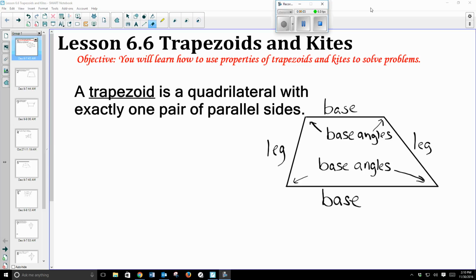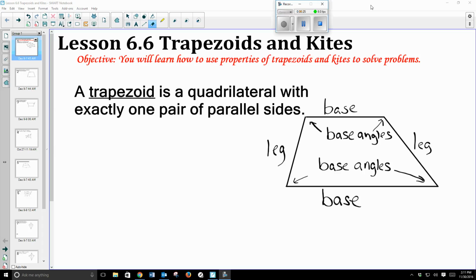Lesson 6.6, trapezoids and kites. Do you remember the Venn diagram that we looked at the other day? And do you remember where the trapezoids and kites were located on the Venn diagram? It was separate from everything else, right? It was still in the quadrilateral box, but it was not inside the circle of the parallelogram or whatever we had. I think it was a circle or an oval.